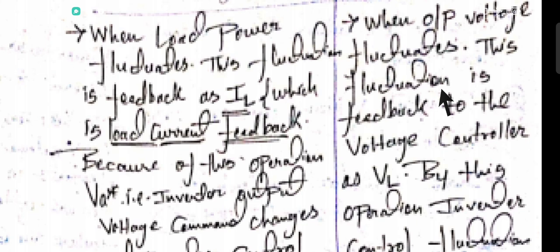Whenever there is fluctuation in the output power, this fluctuation is fed back as a signal named the load current feedback signal, due to which the inverter output voltage command changes, and due to this operation the inverter controls the fluctuation in the output power, or can say load power. And whenever there is fluctuation in the output voltage, this fluctuation is fed back to the voltage controller, and by this operation the inverter controls the fluctuation in the output voltage, or can say load voltage. So that's it for this video.